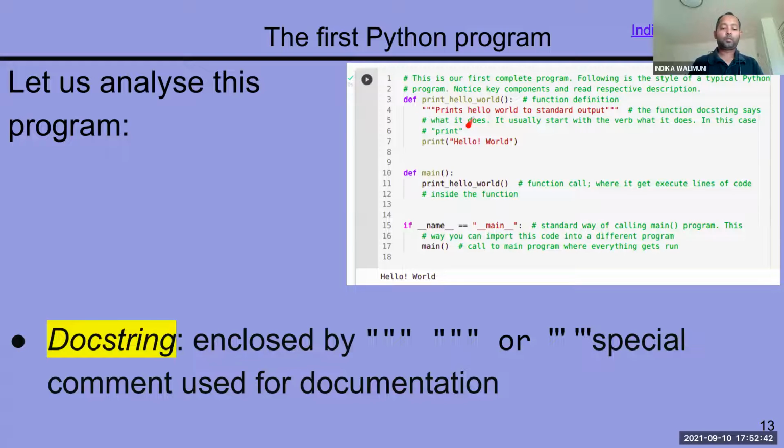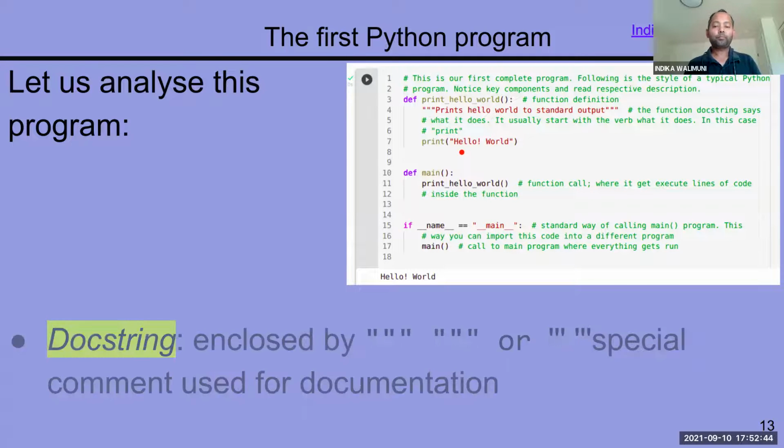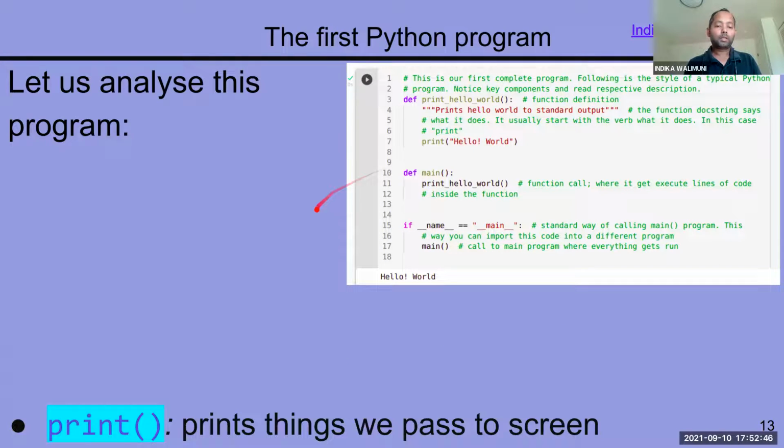Next, print. We pass this whole thing, this string, which we call a string literal, a simple text phrase. Notice string literals are enclosed by either double quotation or single quotation marks. In here it's double quotation, and basically it prints the things we pass to the screen.